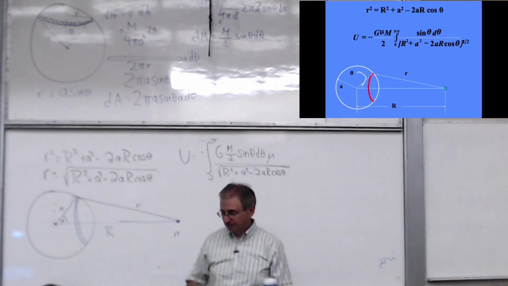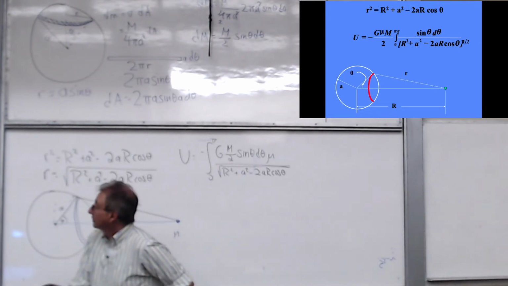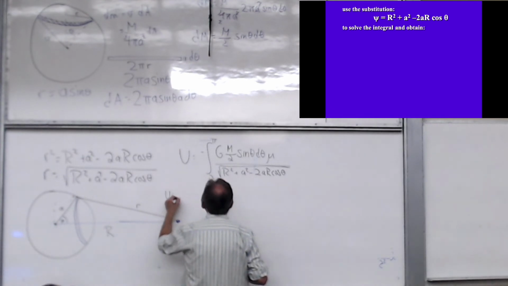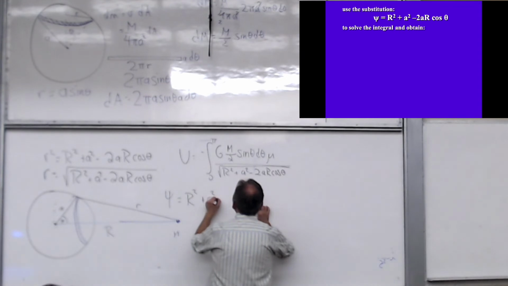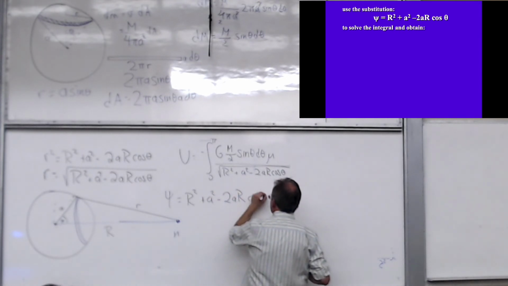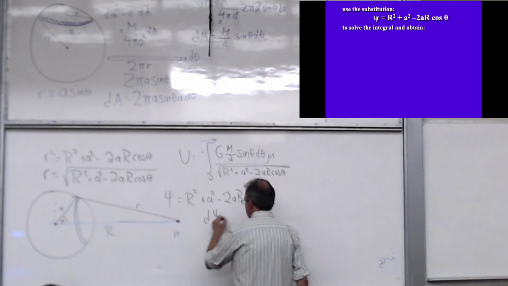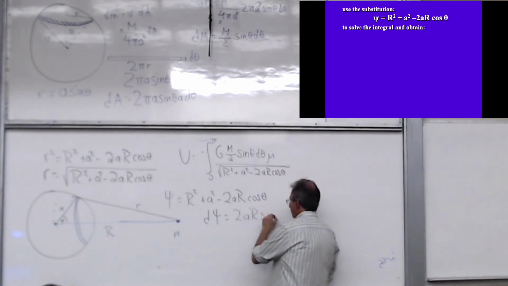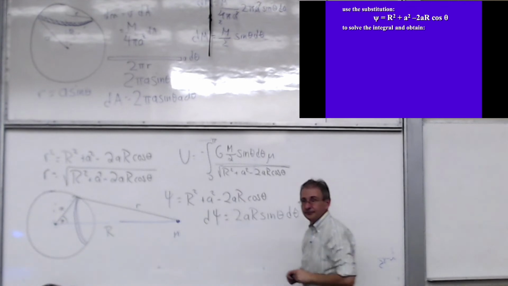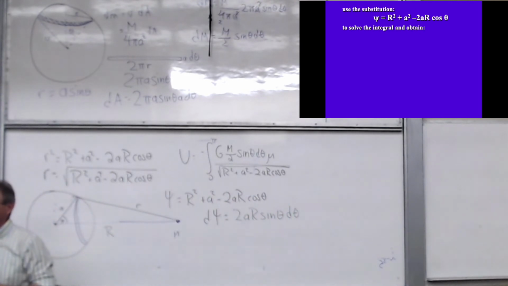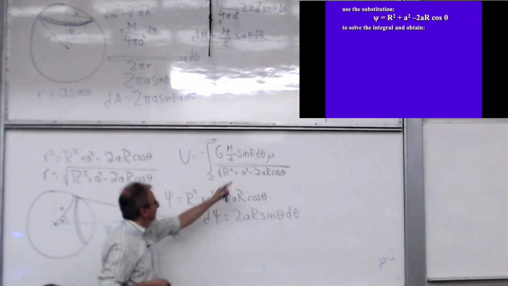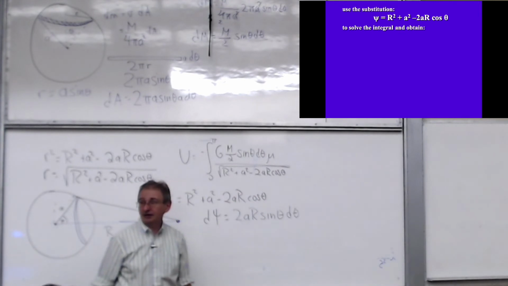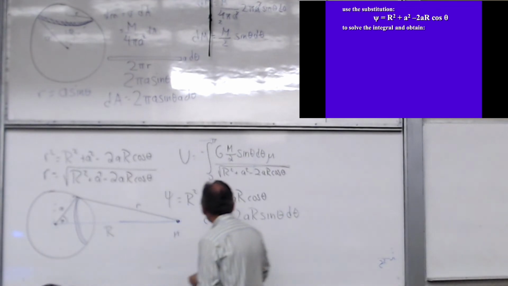You can actually use u-substitution to evaluate this integral. I'm going to define the Greek letter psi as R squared plus A squared minus 2AR cosine of theta. And then what is d psi? You see how that works out so nicely? Because when you perform the integral, you have a sine of theta d theta, there it is. So you're going to have a d psi there, and then the whole denominator is the square root of psi.